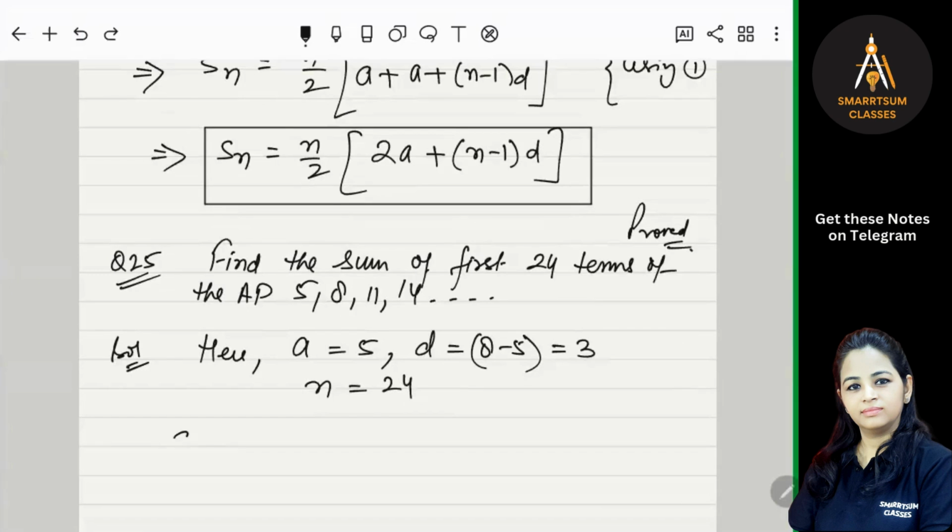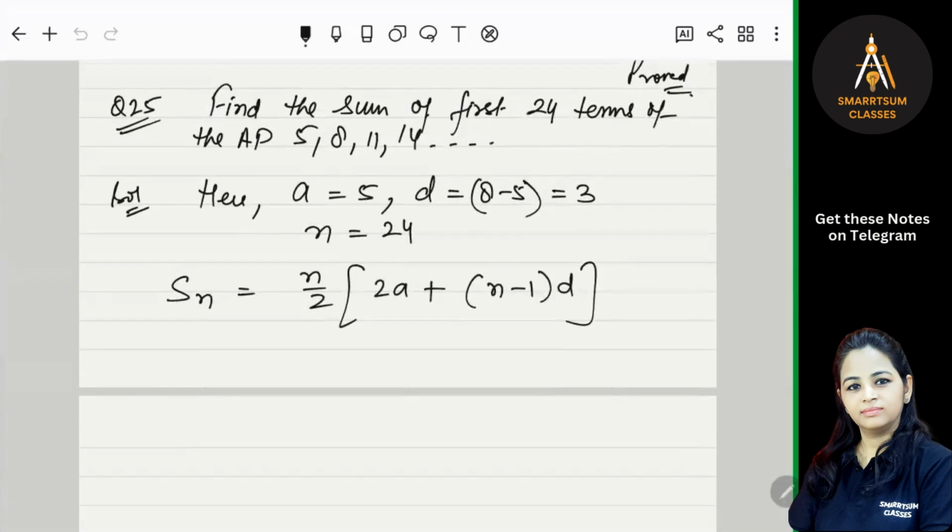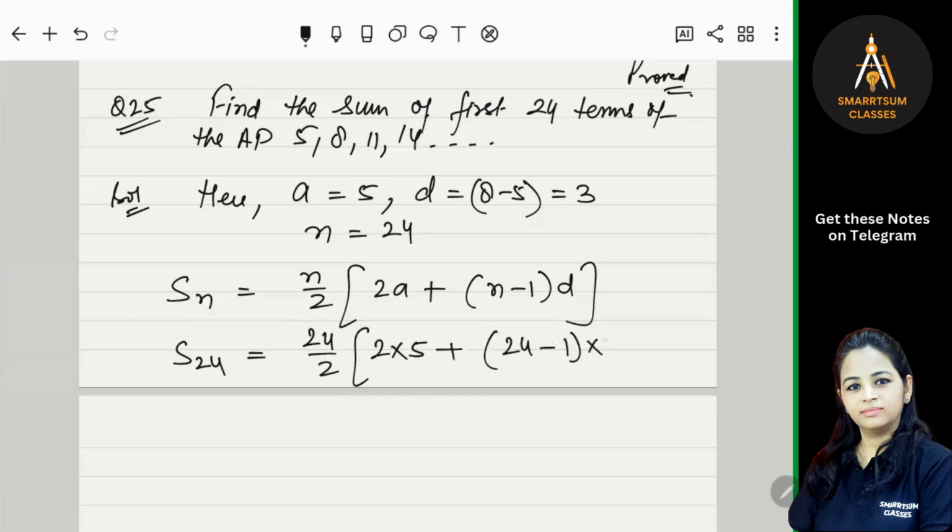So write down Sn equal to n by 2 into 2a plus n minus 1 into d. Every time you solve a question, write down the formula. This is very, very important. If you write the formula and your steps are correct, and you still get the wrong answer, even then you will get the marks because you wrote the formula. So now S24, the value of n is 24, so S24 means the sum of first 24 terms: 24 by 2, into 2 into A, which is 5, plus 24 minus 1 into D, which is 3.